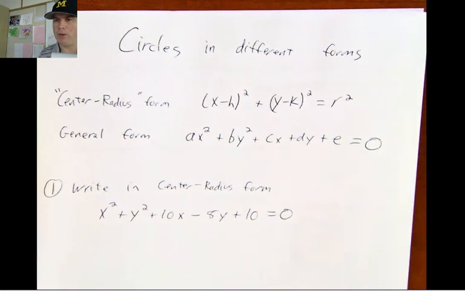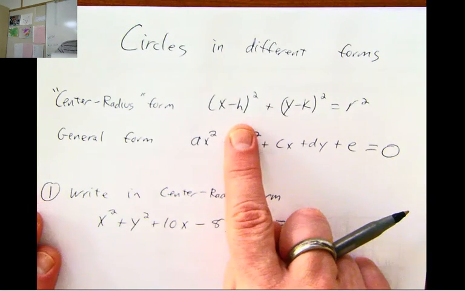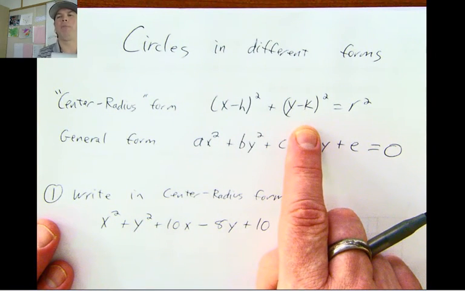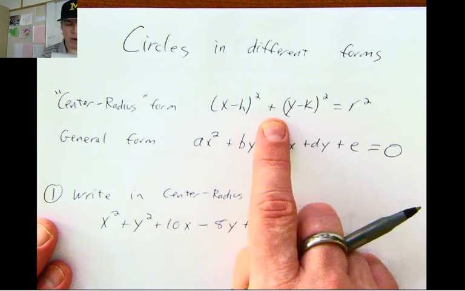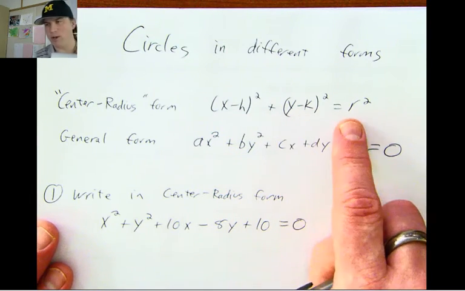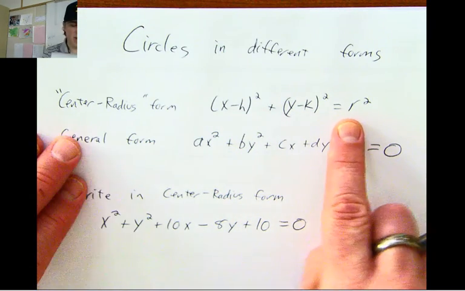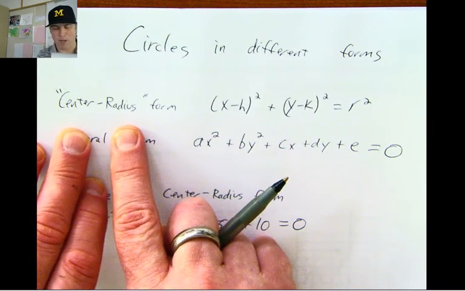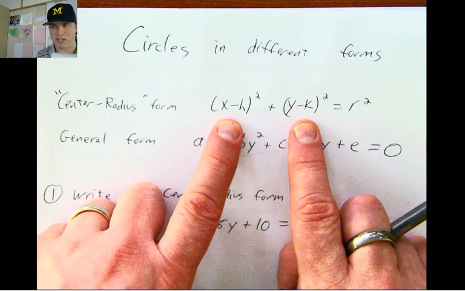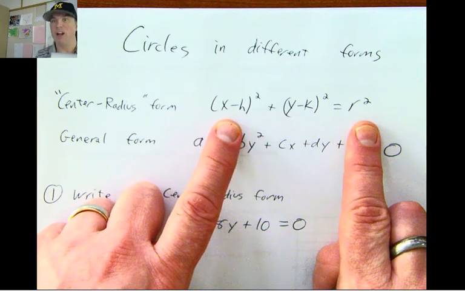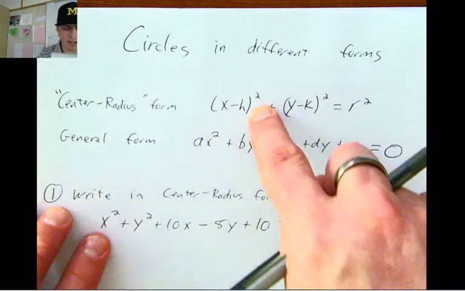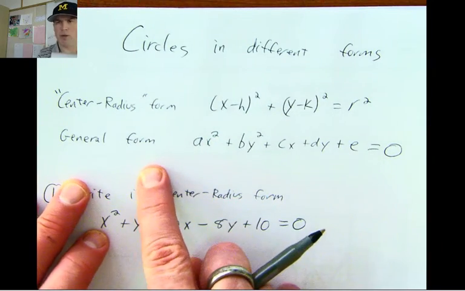From here on out, that circle equation that I taught you about, x minus h squared plus y minus k squared equals r squared, I'm going to refer to as center radius form because they give you the center and the radius. But unfortunately, a lot of the times they don't give you the equation in this form. They give it to you in general form.